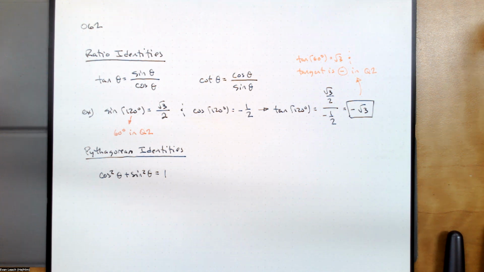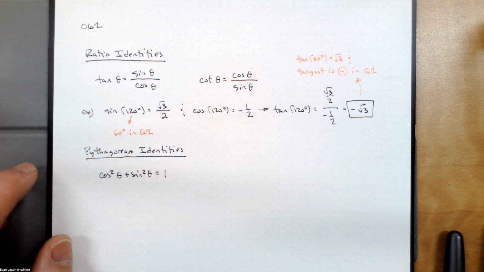There, question? Good question. Cosine squared theta means the cosine of theta squared. When we write cosine squared theta, we mean the square of the cosine of theta. This is a notation that was chosen so we wouldn't have to write so many parentheses, but that's what that means.